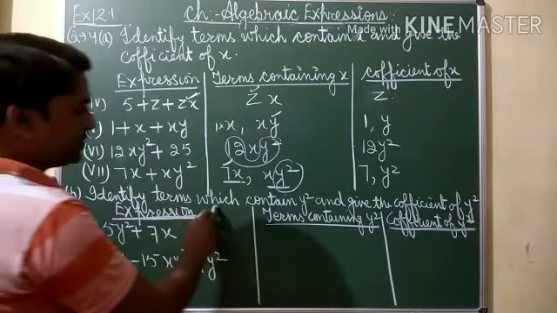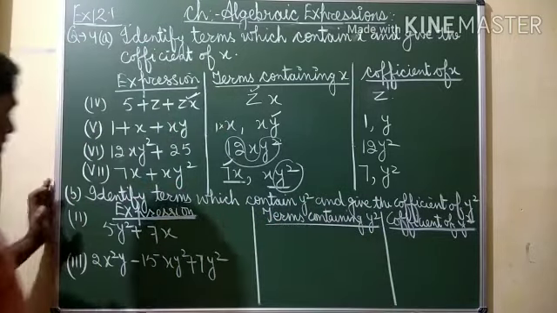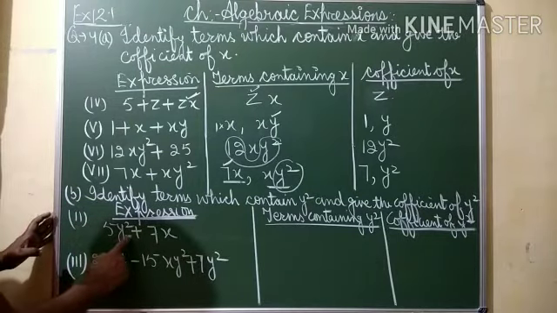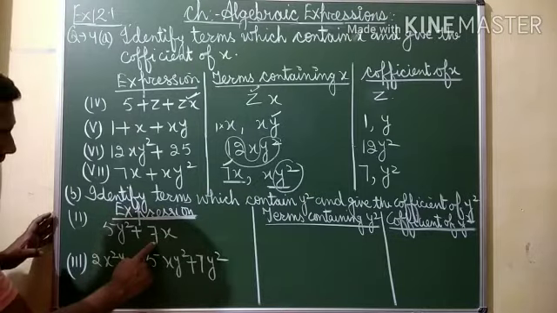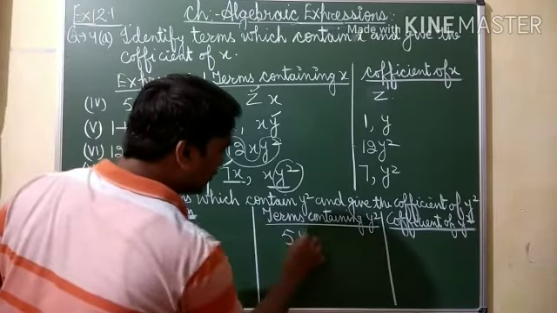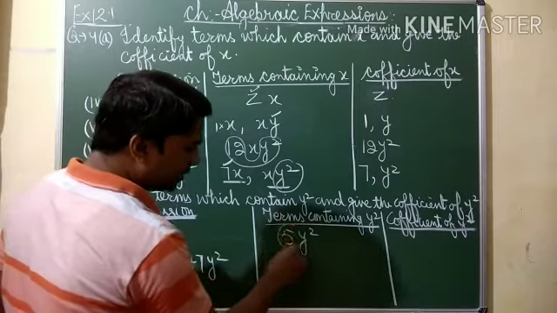Next is B part. Identify terms which contain y square and give the coefficient of y square. Now B, second part, the given expression is 5y square plus 7x. Now in this expression, the term containing y square is 5y square and the coefficient of y square in this term is 5.